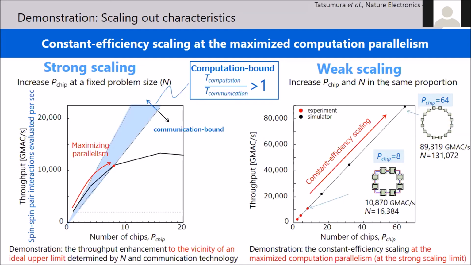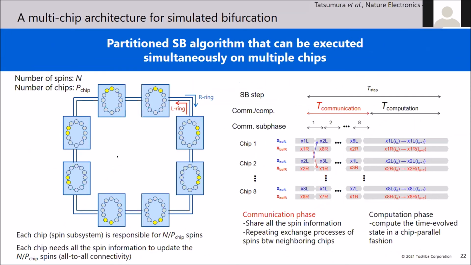problem size in the same proportion. In this case, we can keep the computational efficiency constant. Moreover, in this paper, we have demonstrated the constant efficiency scaling at the maximized computational powers, that is, at the strong scaling limit here. Finally, I'll explain the multi-chip architecture.